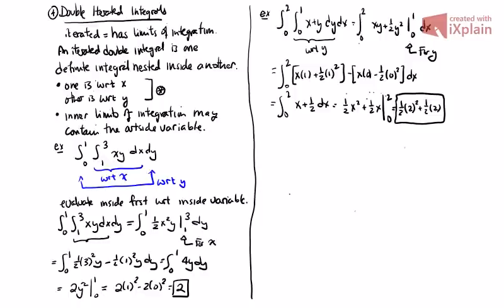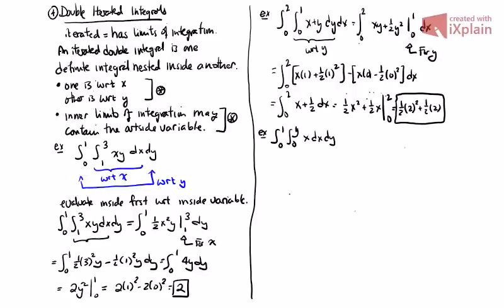So for the last example, just take a look at this one. This will illustrate this second point, that the inner limits of integration may contain the outside variable. So I'll keep this really nice and simple. 0 to 1, 0 to 1. Oops, that is not what I meant. Let's say 0 to 1, 0 to y, x dx dy.